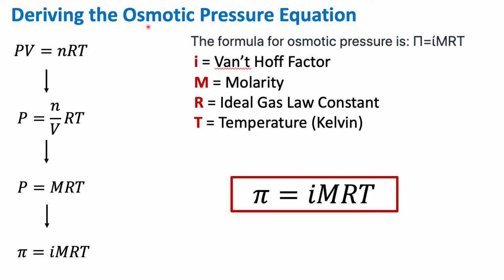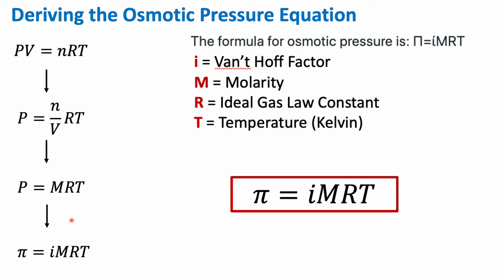Now, as we derive the osmotic pressure equation, we can remember that whenever we talk about gases, we use the formula PV equals nRT. If we rearrange this equation and move the volume to this side, we get n over V. We know that n represents the moles of whatever we had, whereas V is the volume in liters. So moles over liters is actually molarity. So we can replace the n over V with molarity, capital M. So now we have P equals MRT.